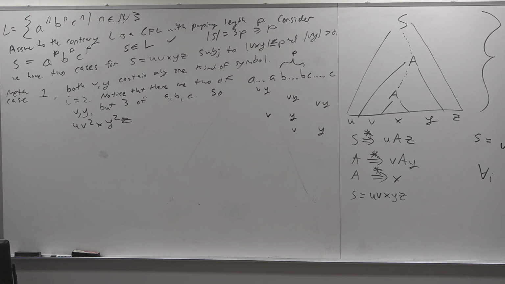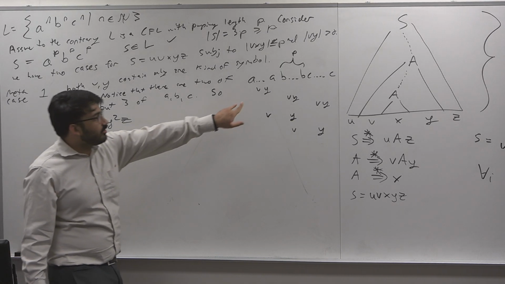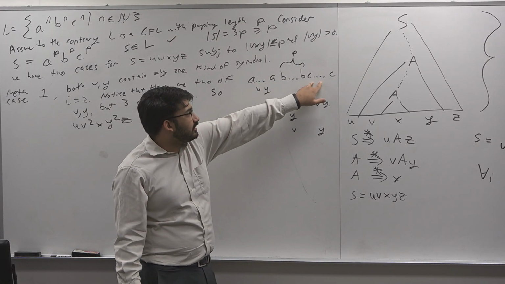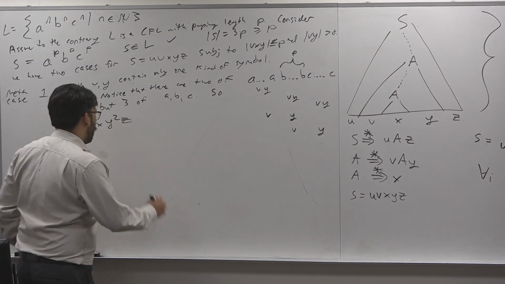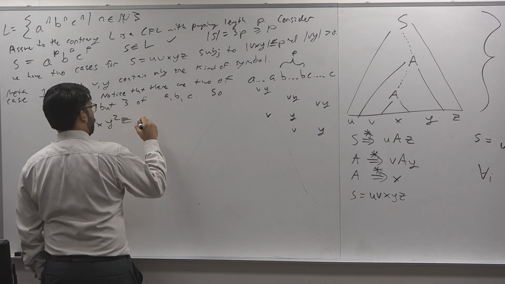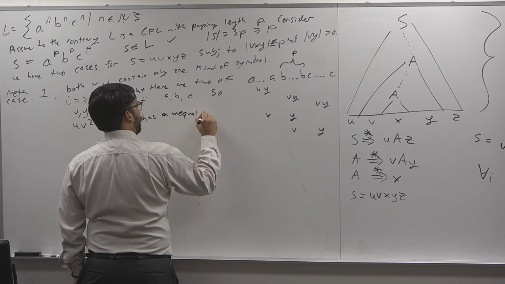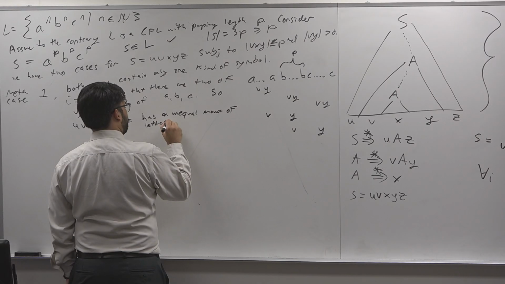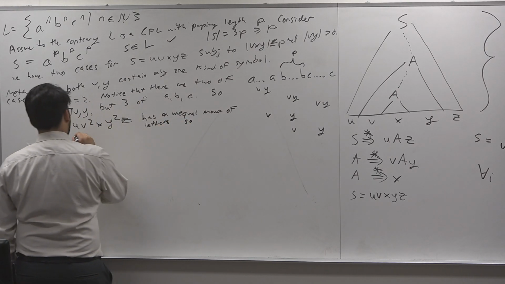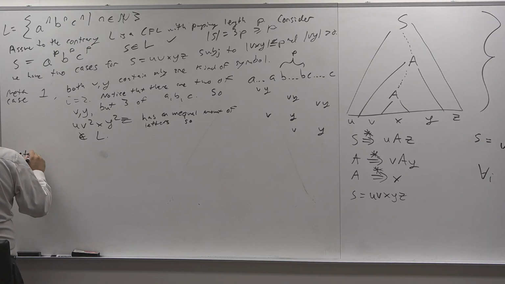In any case, some letter is not going to be inflated, right? When you pump up, you're going to increase the A's or the B's or the C's, or the A's and the B's, or the B's and the C's, but never all three. So the string has an unequal number of letters. So this is not an element of L, right? That's case 2.